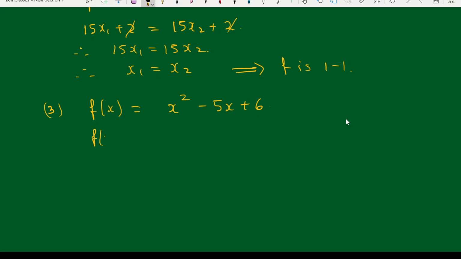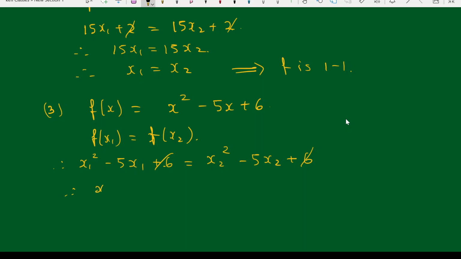So f of x1 is equal to f of x2. Therefore what you'll get? x1 square minus 5x1 plus 6 is equal to x2 square minus 5x2 plus 6. Plus 6 cancels. Therefore x1 square minus x2 square is equal to 5x1 minus 5x2.